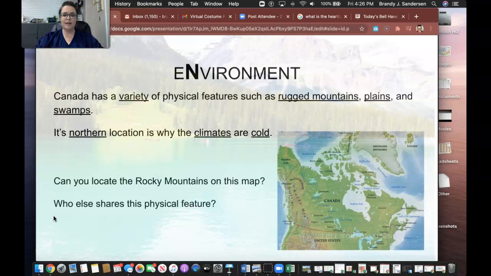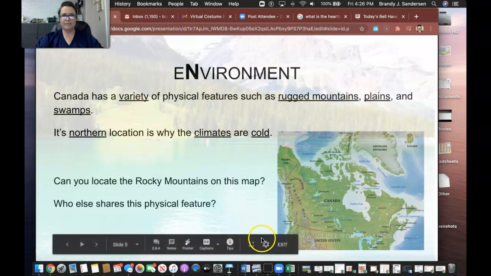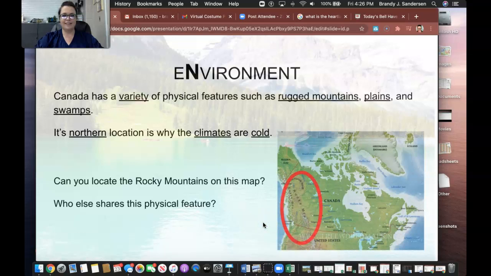So can you locate the Rocky Mountains on this map? They're right there. Do you know anyone else that shares the Rocky Mountains with Canada? United States. So the United States actually shares the same mountains with Canada.